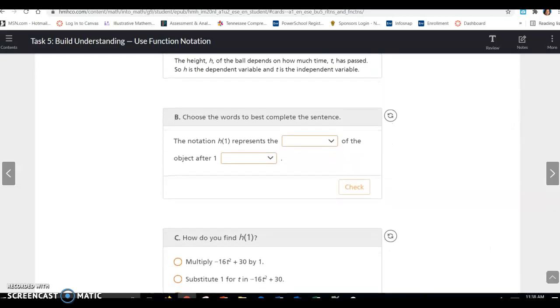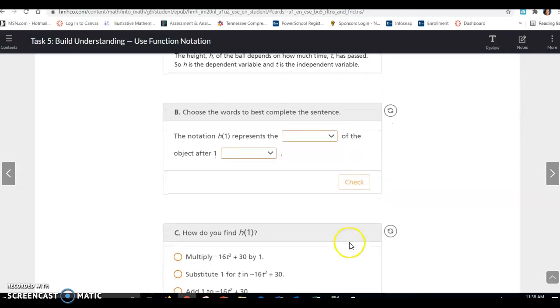All right, choose the words to best complete the sentence. The notation h of 1 represents the height of the object after 1. 1 is your x, h of x is your y, and h of x was height, but this one would be in seconds.